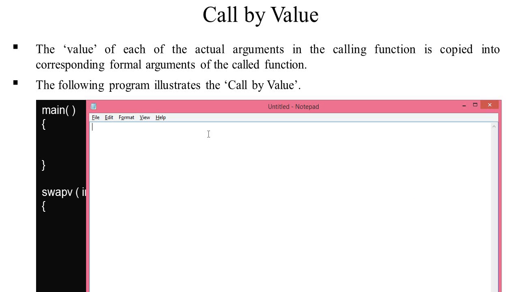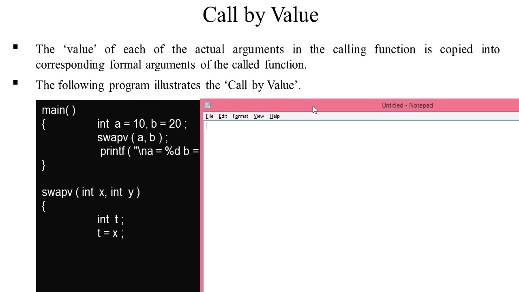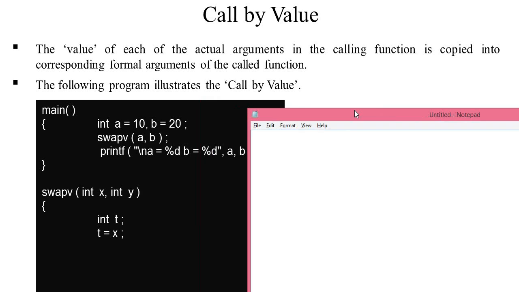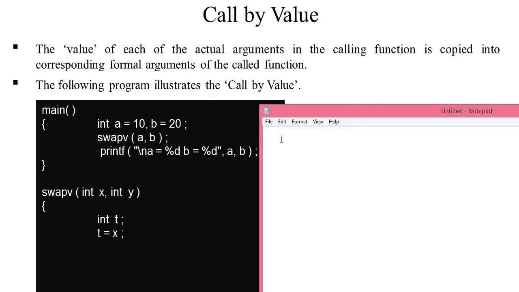Okay, let me show you in this file. So at this time, when this function call is made, what is the value of x? So x is equal to the value of a copied into it, so x is equal to 10 and y is equal to 20.